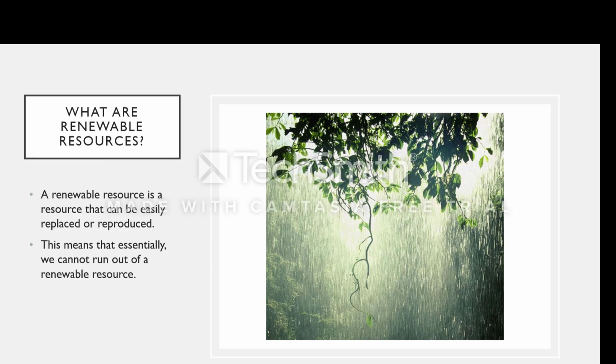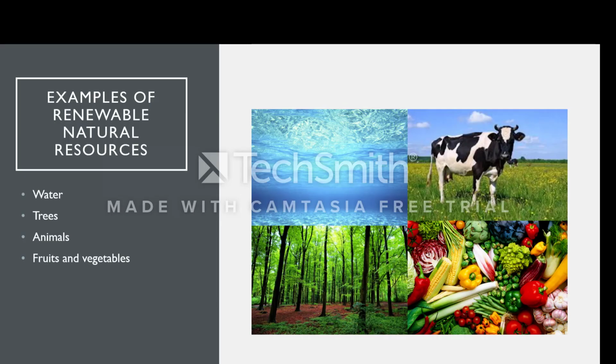There are two types of natural resources, and those are separated into renewable resources and non-renewable resources. A renewable resource is a resource that can be easily replaced or reproduced. This means that essentially we cannot run out of a renewable resource. Here's an example of water as a renewable resource because the rain is constantly replacing it. Some examples of renewable natural resources are water, trees, animals, fruits, and vegetables.